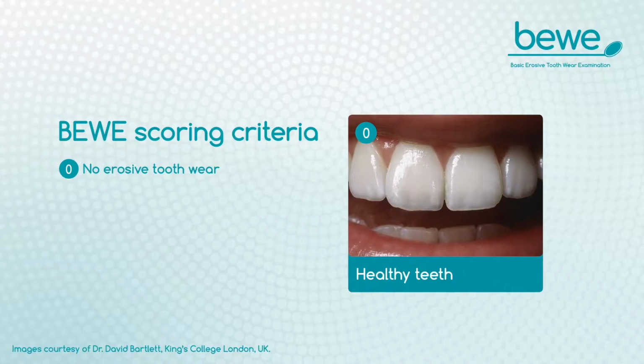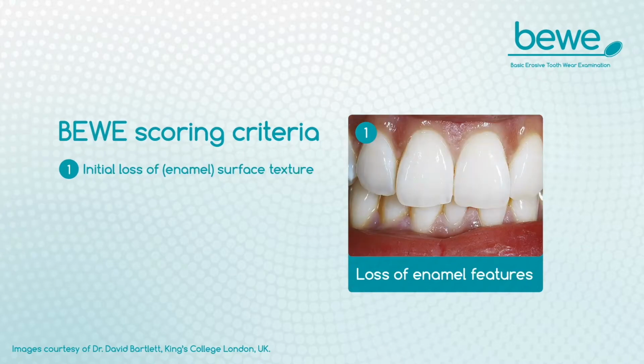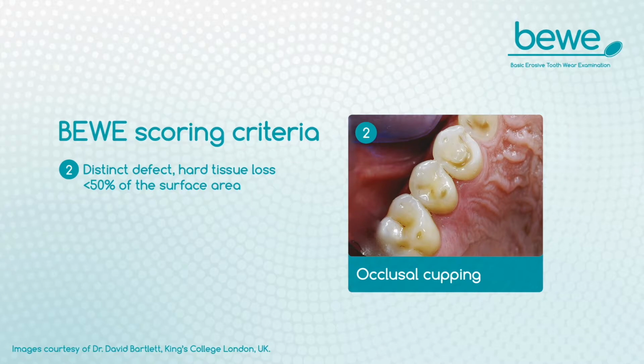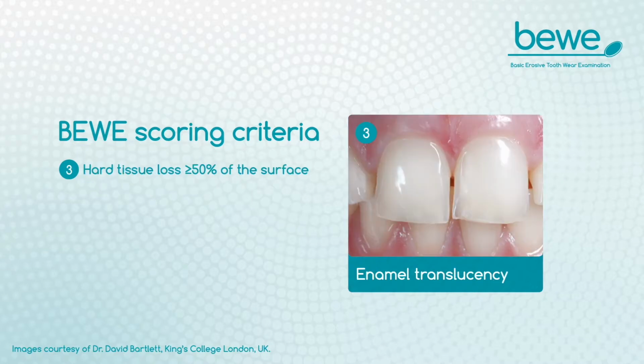To measure the BEWE, go through each sextant, measuring the surface with the greatest amount of wear. You then come to a cumulative score, giving you an indication of how much erosive tooth wear is present. 0 is no wear, 1 is early damage to the teeth, 2 is less than 50%, 3 is greater than 50%.